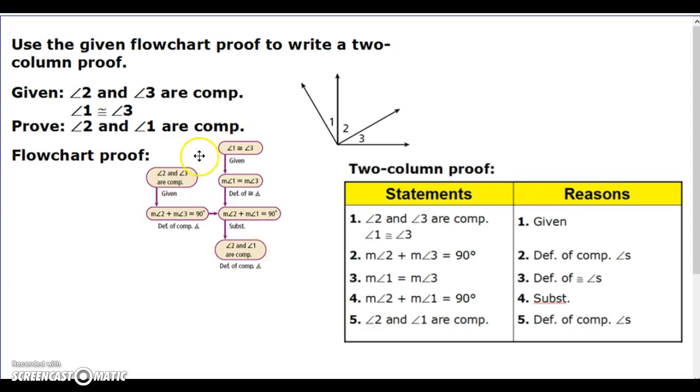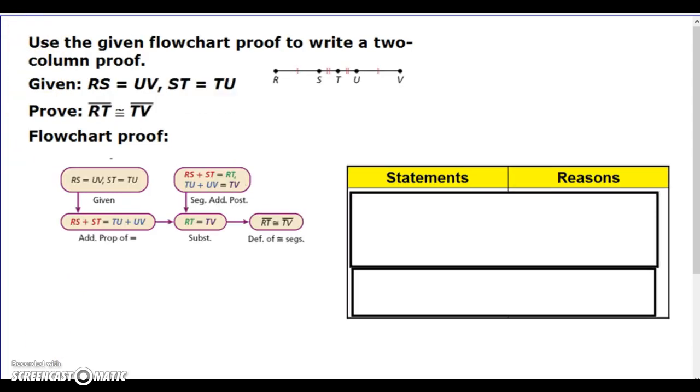So the first boxes are given, and the final box will be what you have set out to prove, right? Okay, you go ahead and see if you can write a two-column proof for the given flowchart proof. Come back and we'll check.